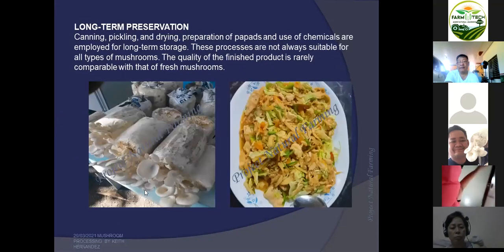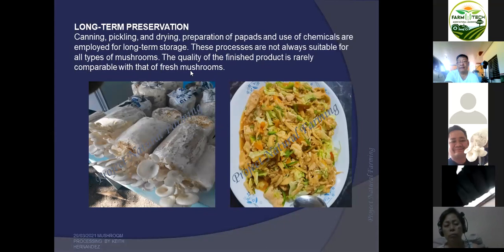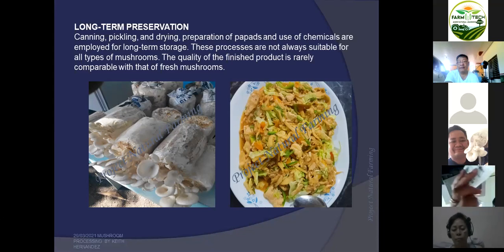Now, long-term preservation, ito po yung sinabi natin, yung canning, pickling, and drying. And the preparation of papads, no, and use of chemicals are employed for long-term storage. Now, these processes are not always suitable for all types of mushroom, and the quality of the finished product is rarely comparable with that of the fresh one. Pag na-process na po natin, katulad ng sinabi ko, yung tocino, yung chorizo, iba na po yung texture niya kasi na-process na nga. Yung tapa natin will not be like the tapa na usual natin. So we would need to add a little bit of extenders para tumigas yung kanyang texture, parang karne ang dating niya. Okay? So maraming pwedeng gawin.